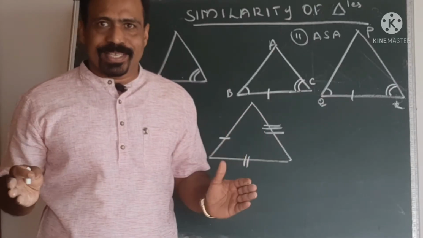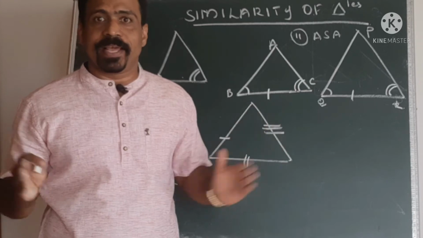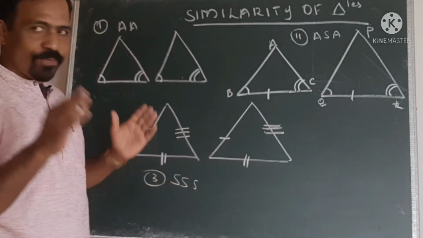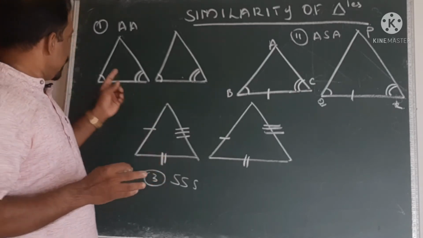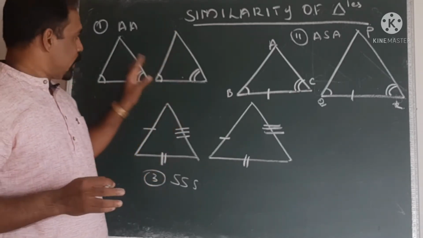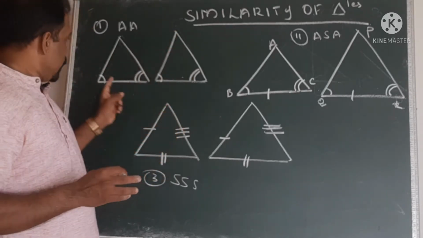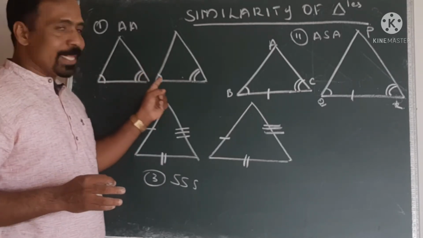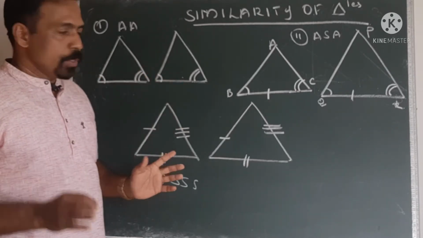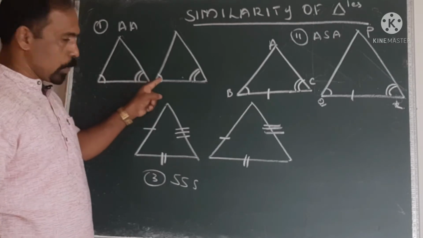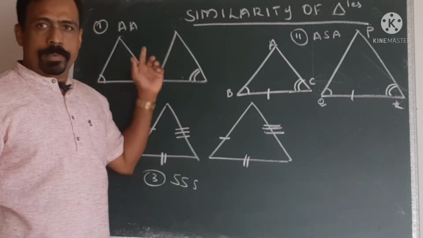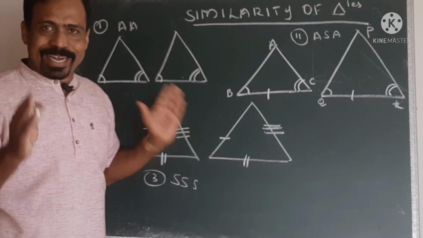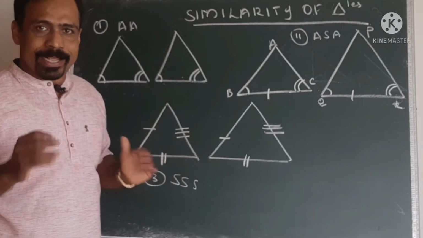First of all, let us understand various conditions for similarity of triangles. The first condition is the angle criteria. That means if two triangles are there, this triangle and this triangle, and their corresponding angles are equal. So if this angle is equal to this angle, and this is equal to this, then obviously this angle will also be equal to this. This criteria is known as the angle criteria.